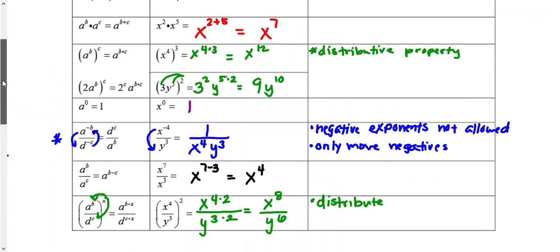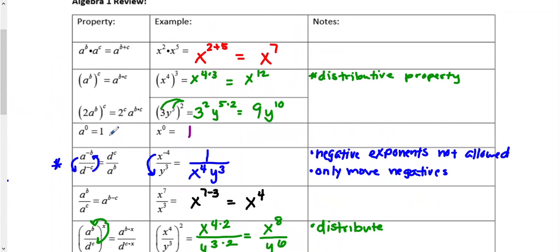So again, that was a quick overview of your exponent rules. You will have to memorize these and you will have to know them by heart for your test.